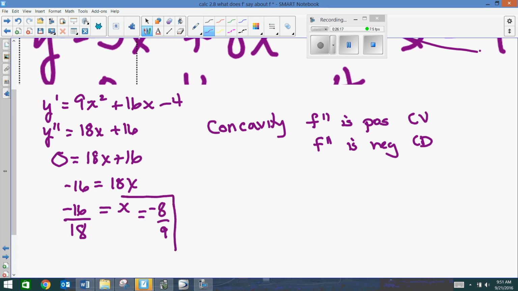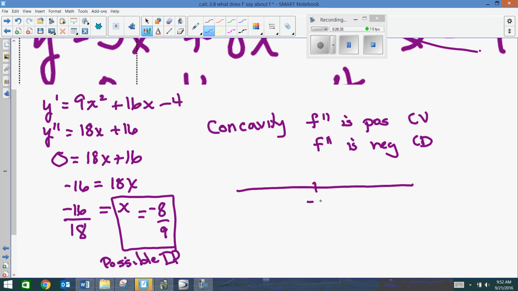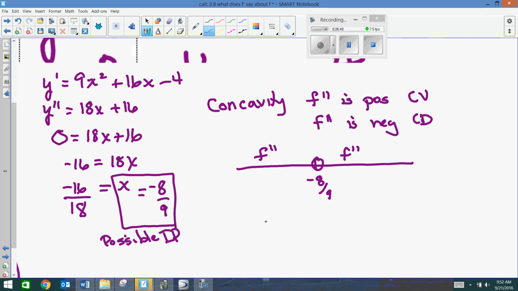Okay. Now, this is a possible inflection point because we haven't checked concavity yet, so we don't know if it changes. Remember, that's where you find it. Inflection point is where it changes. Okay, so we're going to do the same thing. Here's my 0 at negative 8/9. And what we're going to do is check in the intervals the second derivative, the double prime.